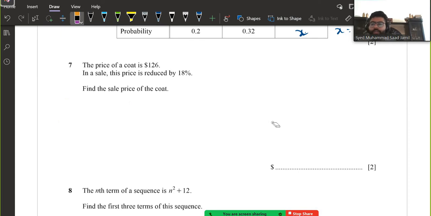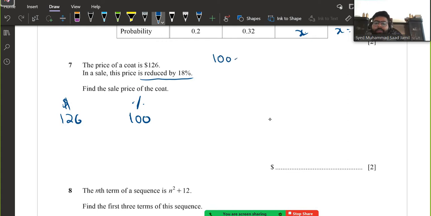Write dollars, write percentage. So if the price of the coat is $126, it represents 100%. And if the price is reduced by 18%, that means 100 minus 18. 100 minus 18 is 82. So they're asking you what is the price of the coat when it is being sold for 82%.